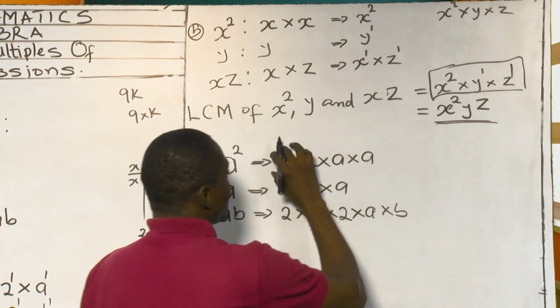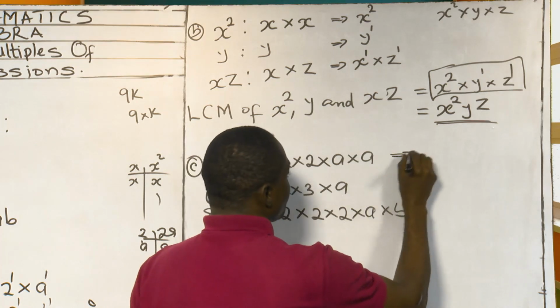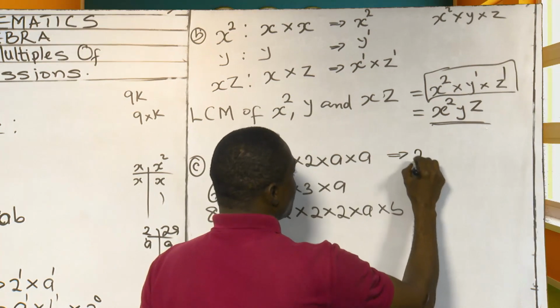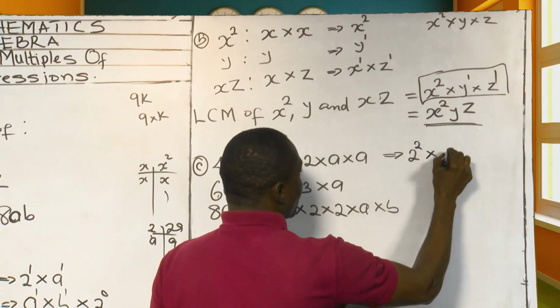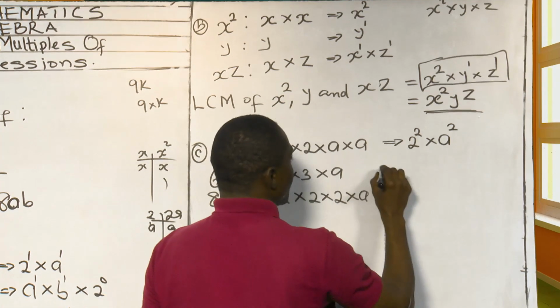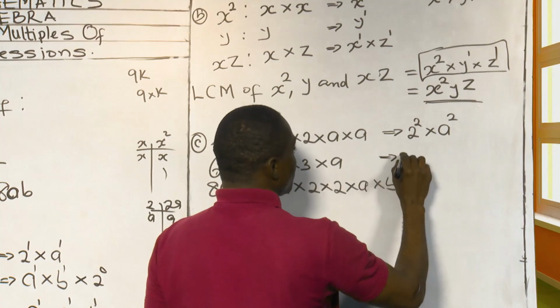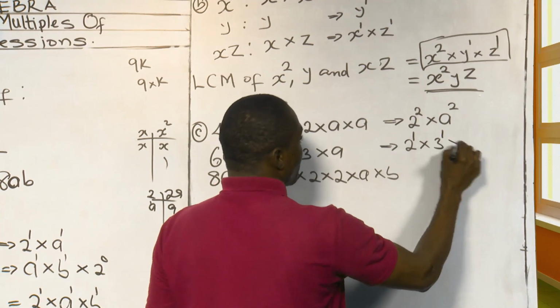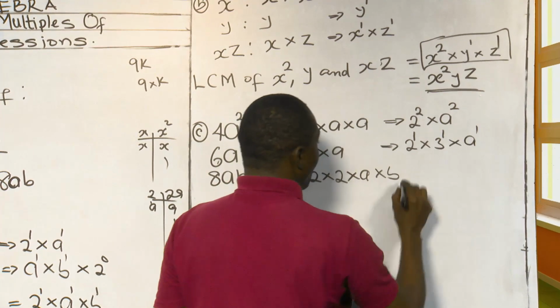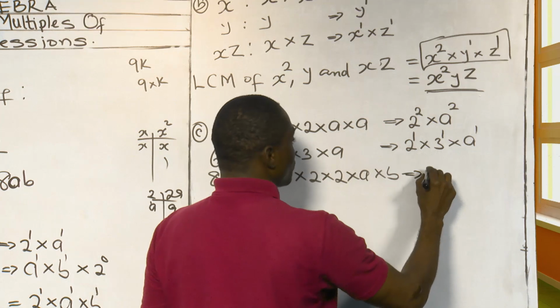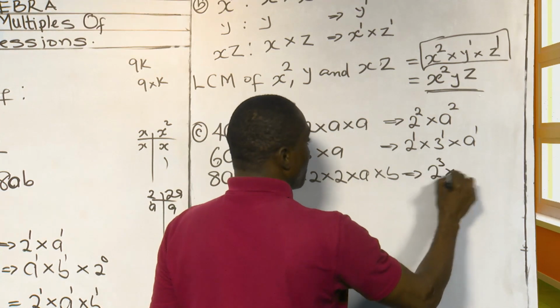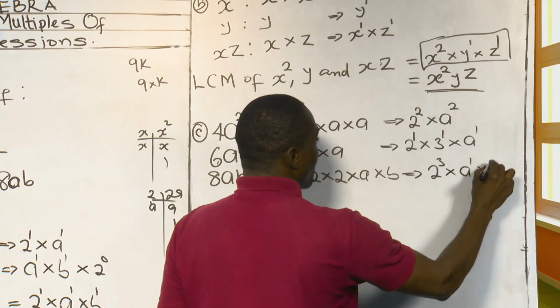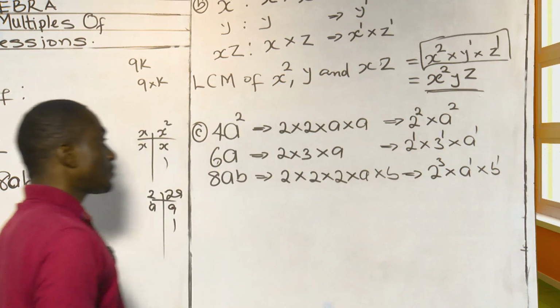In index form, the first can be expressed as 2 raised to power 2 multiplied by A raised to power 2. The second can be expressed as 2 raised to power 1 multiplied by 3 raised to power 1 multiplied by A raised to power 1. And the third can be expressed as 2 raised to power 3 multiplied by A raised to power 1 multiplied by B raised to power 1. Alright?